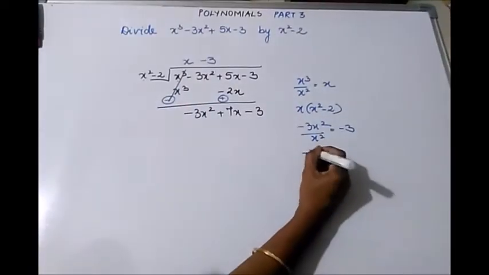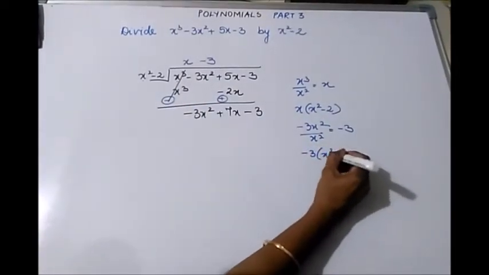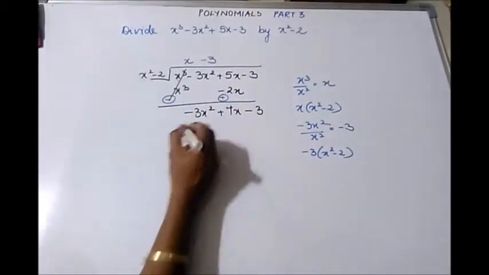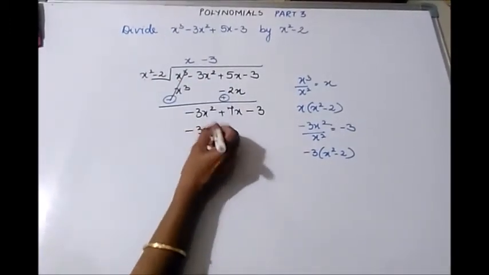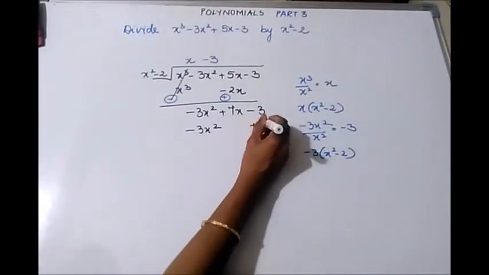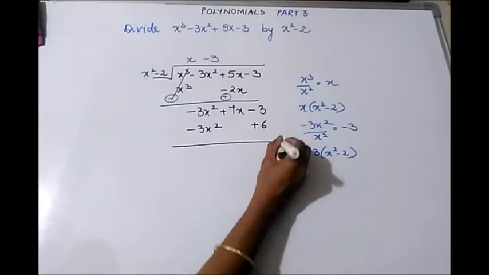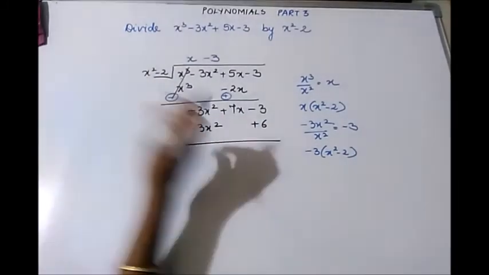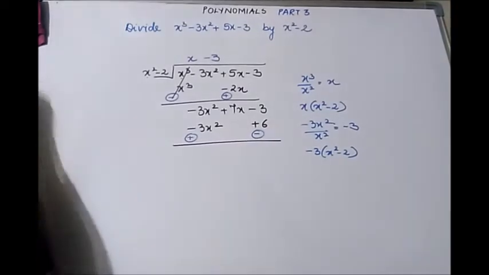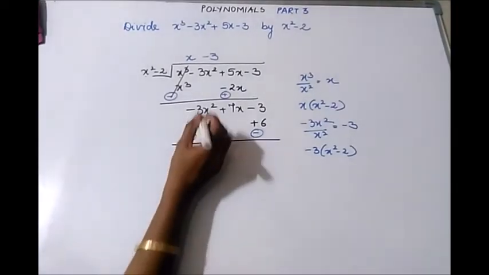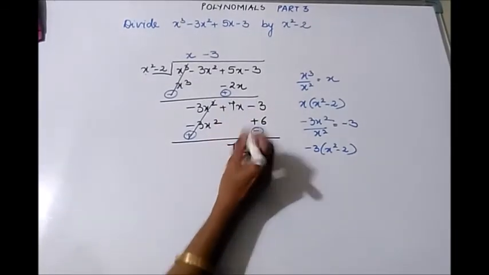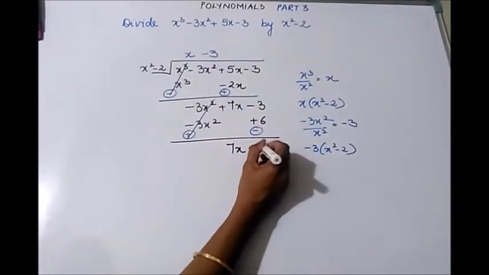Next step, we multiply minus 3 by the given divisor. When I multiply, what do I get? Minus 3 into x square will give me minus 3x square. Minus 3 into minus 2 will give me plus 6x. I will write it below minus 3 because they both are like terms. Now we have to subtract. That is, minus will become plus and plus will become minus. Minus 3x square plus 3x square will give us 0. That is, a term will get cancelled.